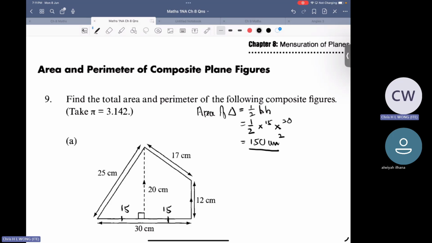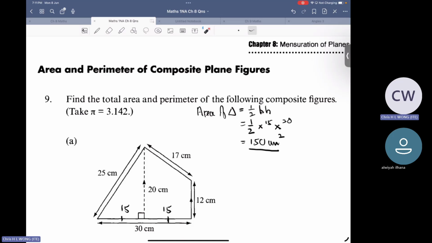Now area of the trapezium. Which trapezium are we talking about? Here, here, here, here. Why do I call this a trapezium? Because I can see that they are parallel. Can you see the two arrows here? You must look for sign. When you tell yourself that this is the trapezium, they must show you that it is a trapezium. You cannot assume. You see, one arrow here, two sides parallel. So it's a trapezium. So you must look for sign.